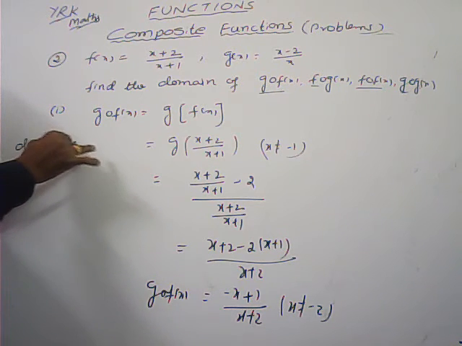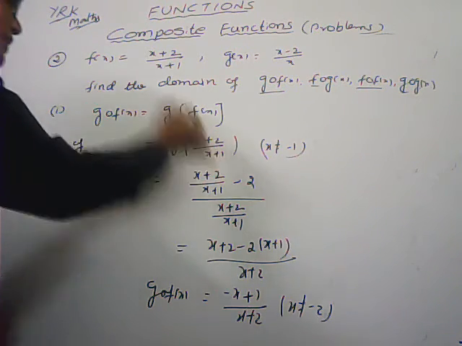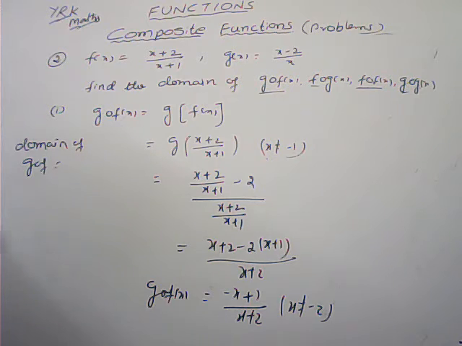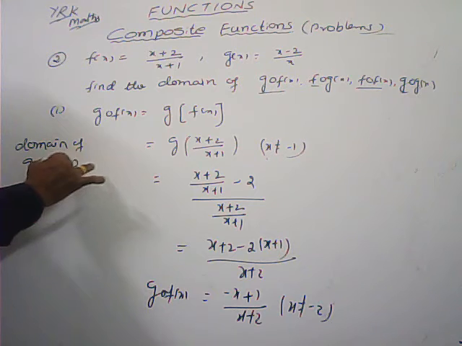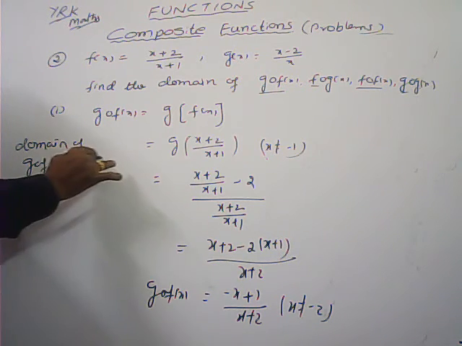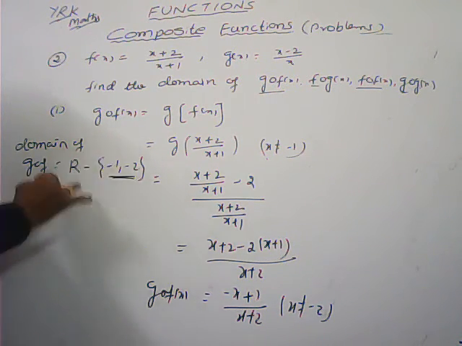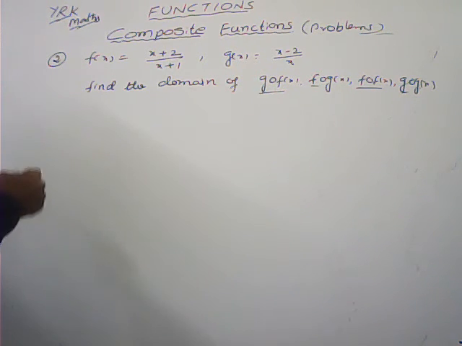Domain of g circle f: wherever we wrote f of x, I substituted that one. This one doesn't exist for x equals minus 1 and this one doesn't exist for minus 2. So for the remaining real values, g circle f exists. We have to subtract minus 1 and minus 2. Except these two values, g circle f exists for every real value.